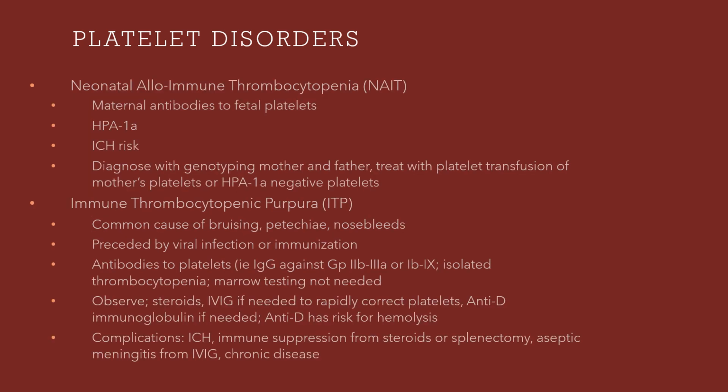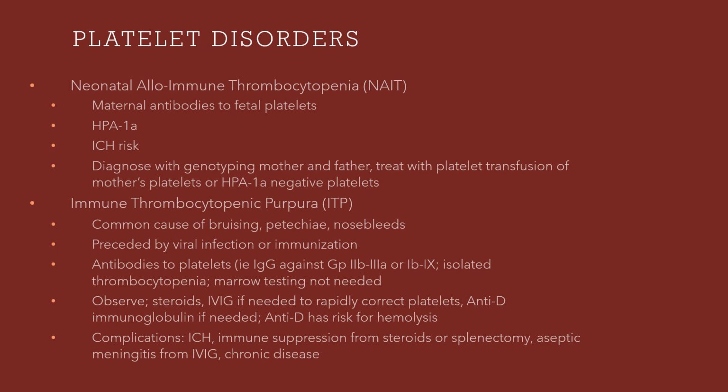So now within the bucket of problems with numbers, we have, separately from problems with production, problems with consumption. So destructive platelets. So the first diagnosis is neonatal alloimmune thrombocytopenia, or NAIT. This is when the mom has antibodies against the fetal platelets. We think about the HPA-1A gene for this diagnosis. These babies are at risk for intracranial hemorrhage.